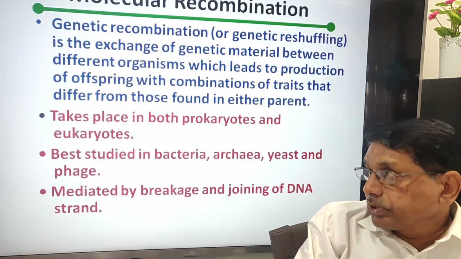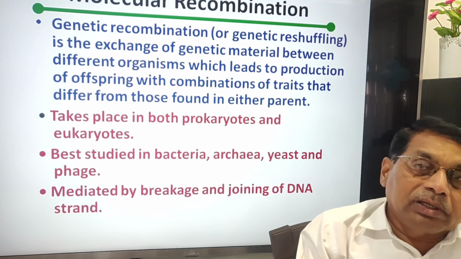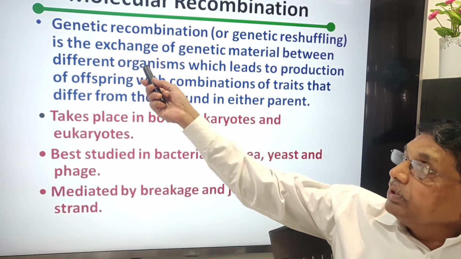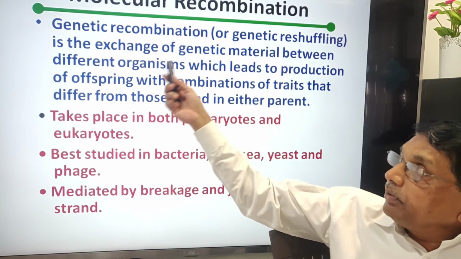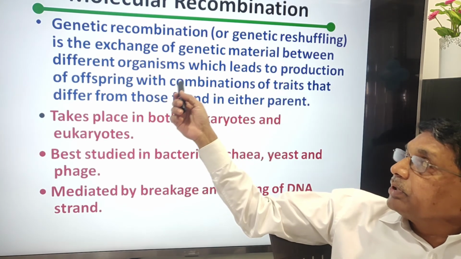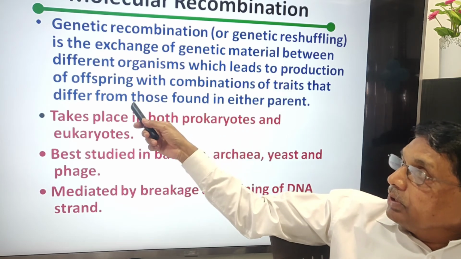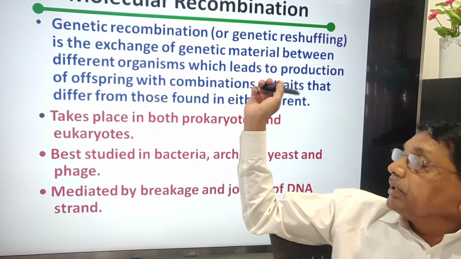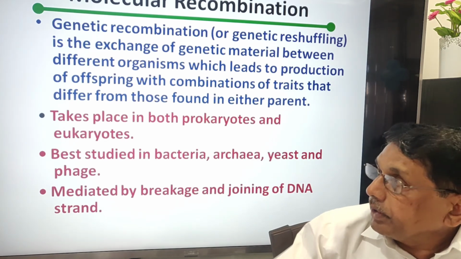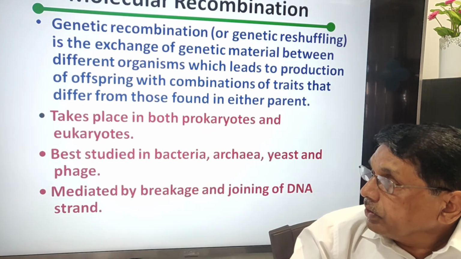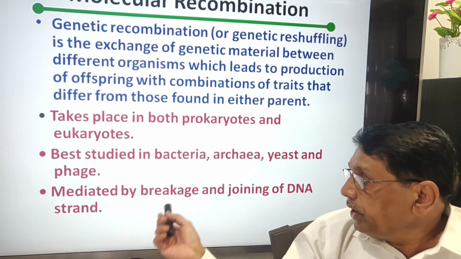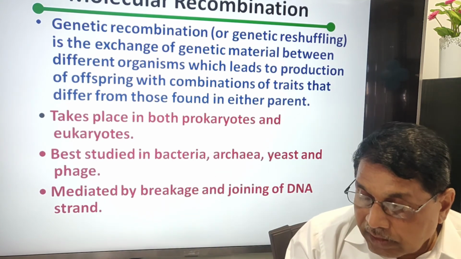Now recombination at the molecular level, not at the chromosomal level. Genetic recombination, or genetic reshuffle, is the exchange of genetic material between different organisms, which leads to the production of offspring with combinations of traits that differ from those found in either of the parents. Those characters are not found in the parents. It occurs in both prokaryotes and eukaryotes, is best studied in bacteria, archaea, yeast, and phages, and is mediated by breakage and joining of DNA strands.